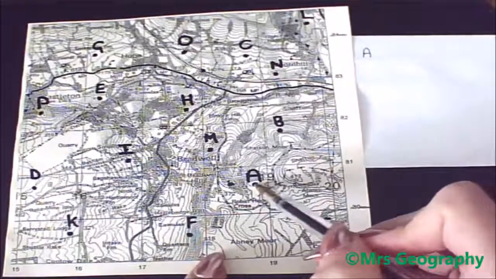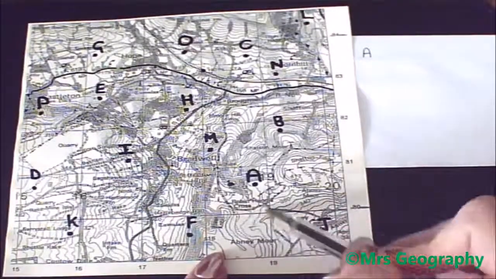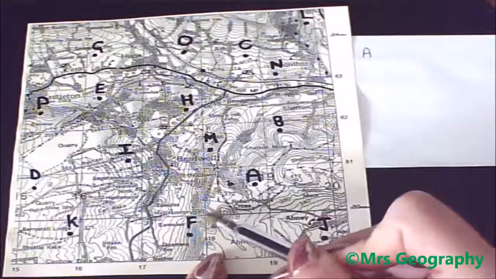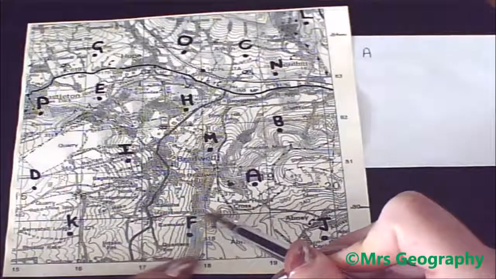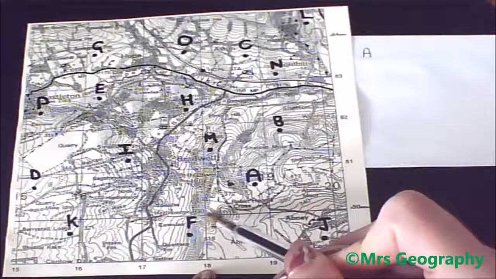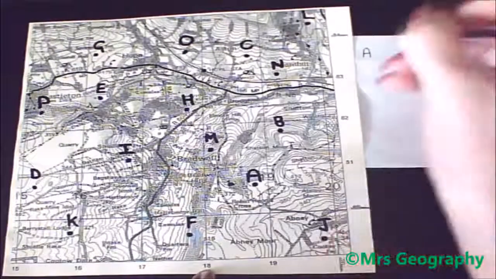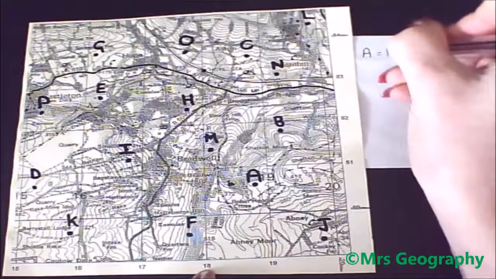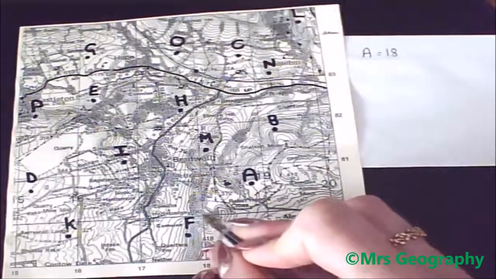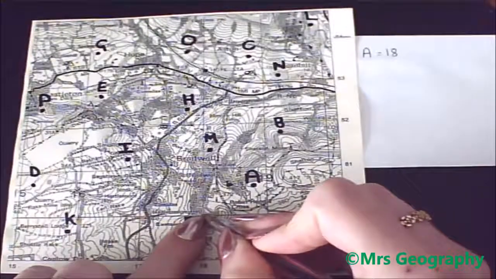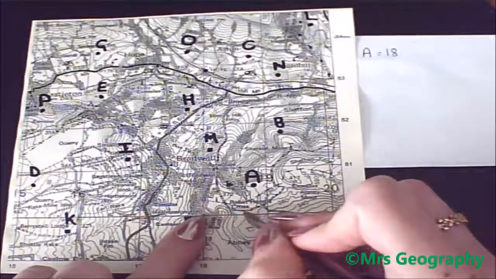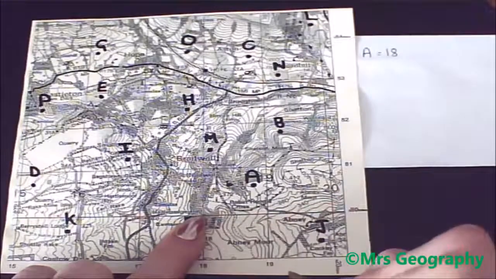So, point A is in this grid square. So bottom left hand corner, and we go along the corridor. So the number is 18. Now, we haven't got any little squares to count this time. So this is where it gets more difficult.